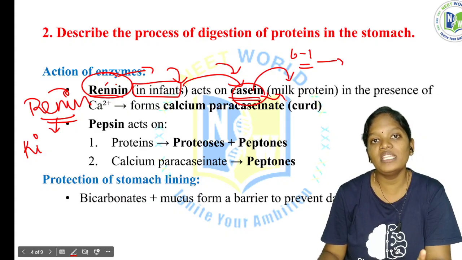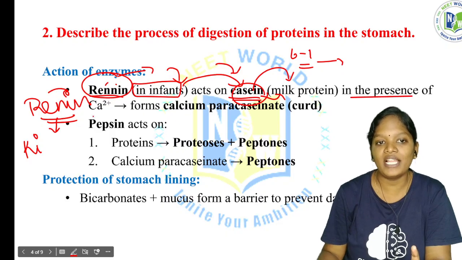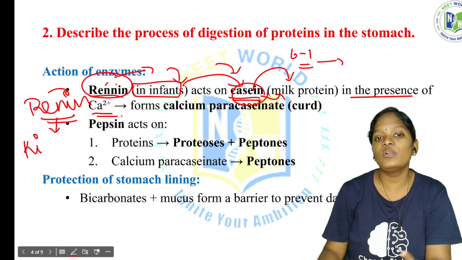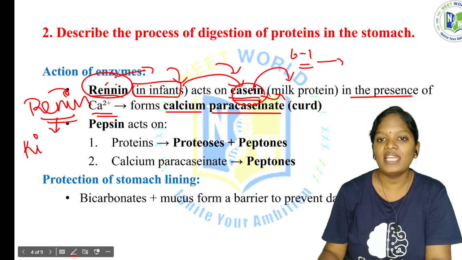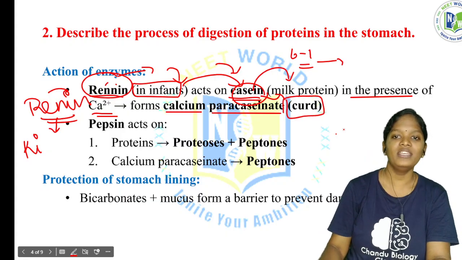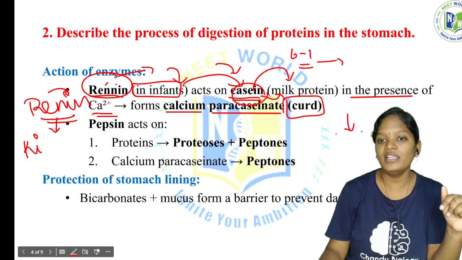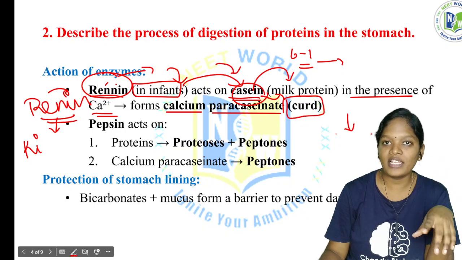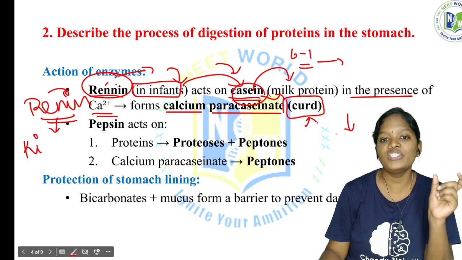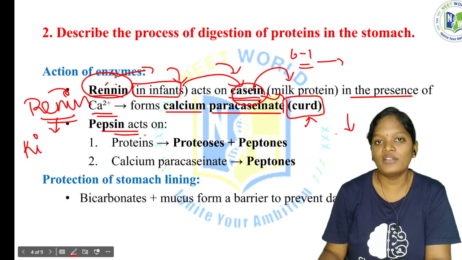The protein which is present in the milk is called casein, and the casein gets digested only because of the presence of the protein called rennin, in the presence of calcium. So for this digestion, calcium is also very important. Together they form calcium paracaseinate, that is nothing but curd. Whenever the baby is taking in milk, it is in liquid form. Whenever the rennin acts on that casein protein, it turns into curd, that is calcium paracaseinate.